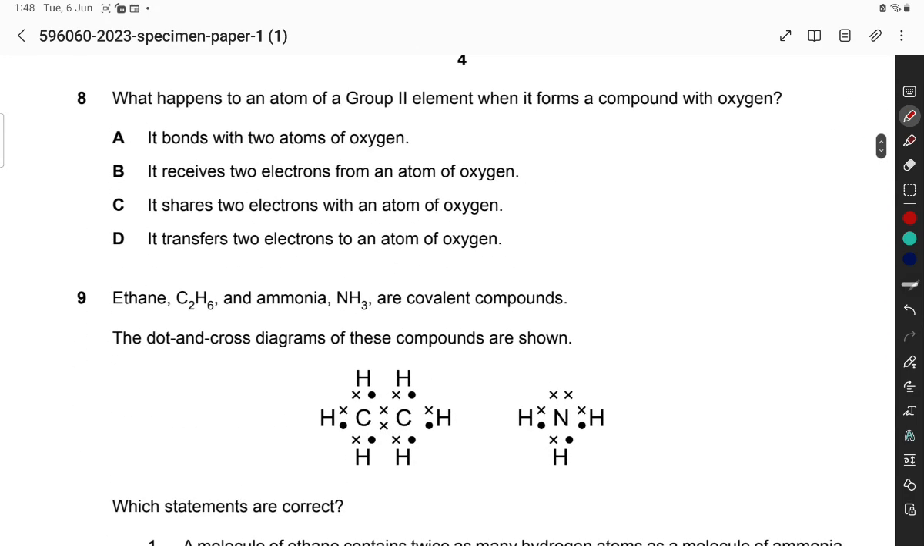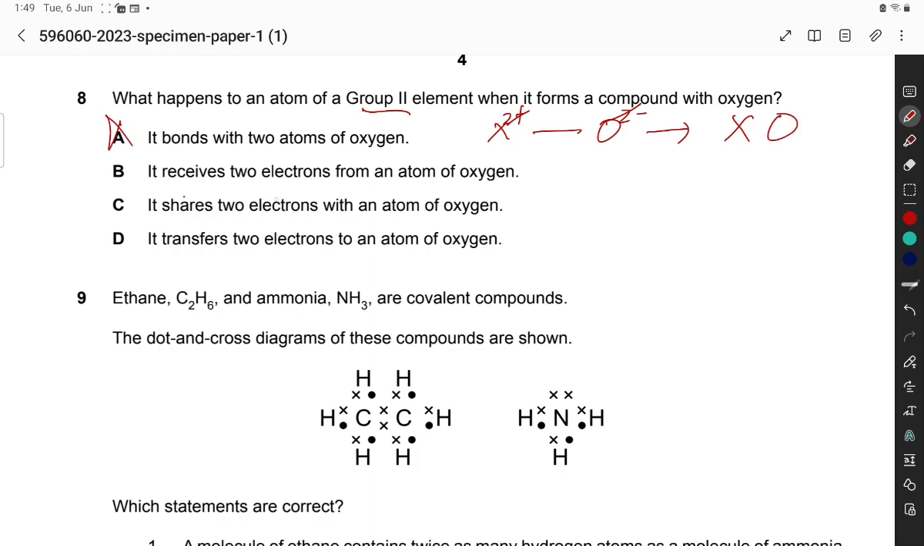Question number 8. What happens to an atom of group 2 elements when it forms a compound with oxygen? Group 2 bonds with two atoms of oxygen? No, it bonds with one oxygen atom. This is group 2 as X 2 positive, and this is 2 negative, cancelled out, XO. So this option is correct.